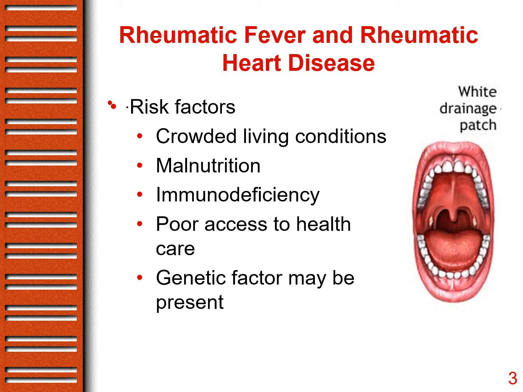Risk factors for streptococcal infection of the pharynx include environmental and economic factors such as crowded living conditions, malnutrition, immunodeficiency, and poor access to health care. There may also be a genetic factor in susceptibility to rheumatic fever.